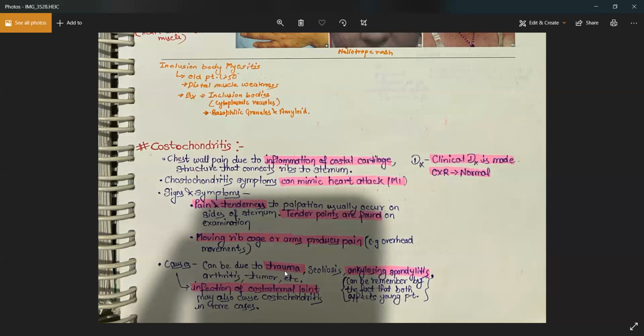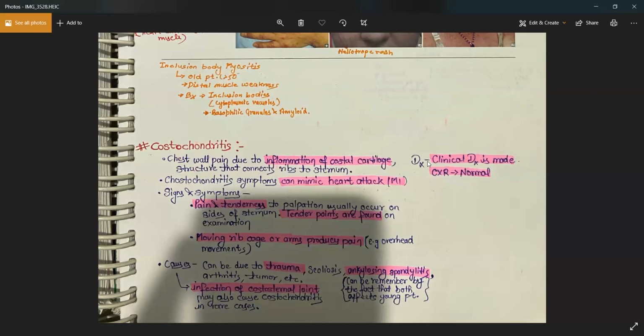Causes can include trauma, scoliosis, and ankylosing spondylitis, right? It can also be due to infection of the costochondral joint. And please note the diagnosis is always made clinically. You do not need any more tests for that. Although you can do ESR and other tests, they are all non-specific. Chest X-ray would be absolutely normal, and please note the diagnosis is always clinically made.